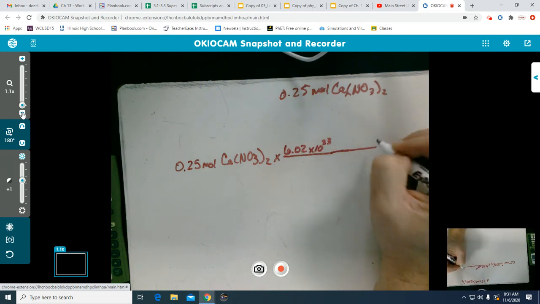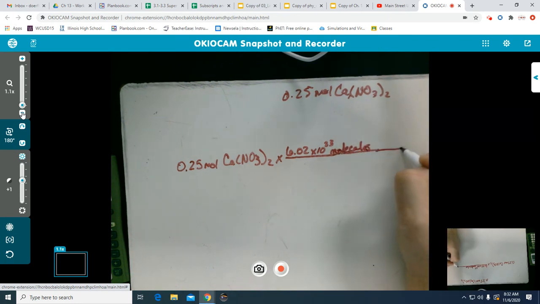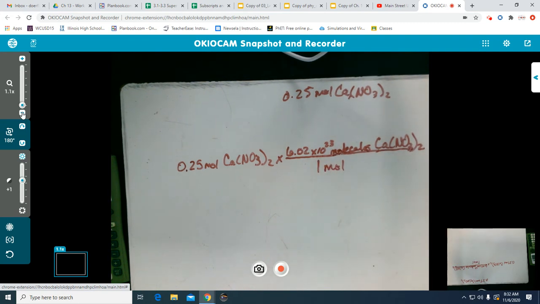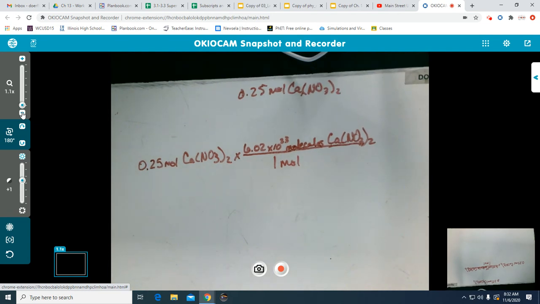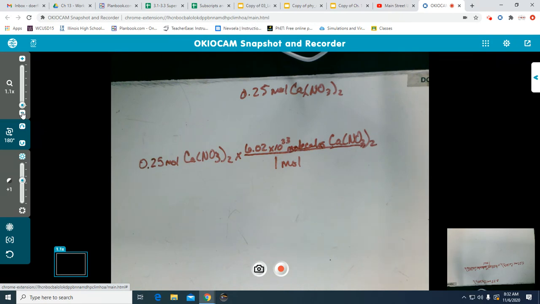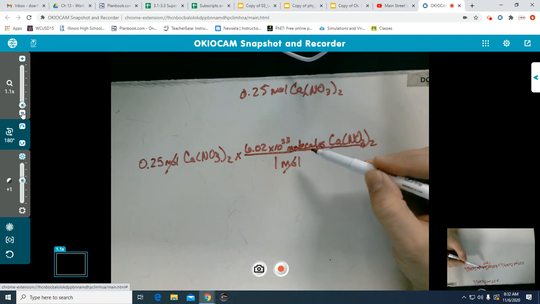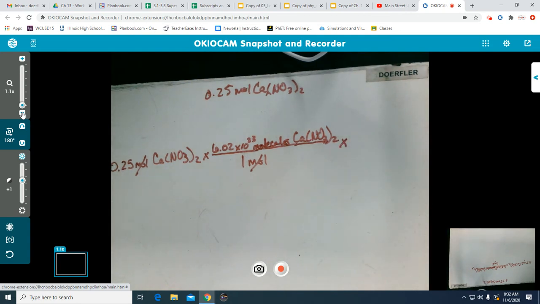I'm not going to mess up this time. Molecules of Ca(NO3)2. And that's all over 1 mole. So now this allows for my mole units to cancel out. Now I have to deal with that molecule label right here. And so again, we're trying to find oxygen atoms. How many oxygen atoms are present in a single molecule of calcium nitrate?